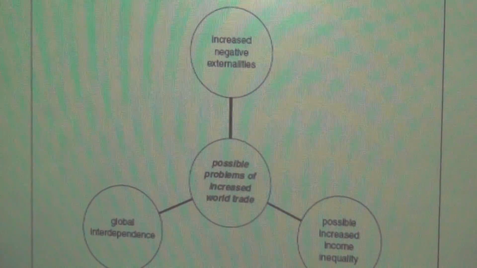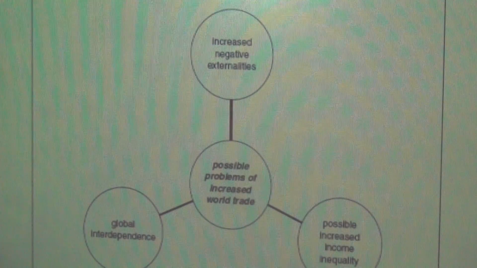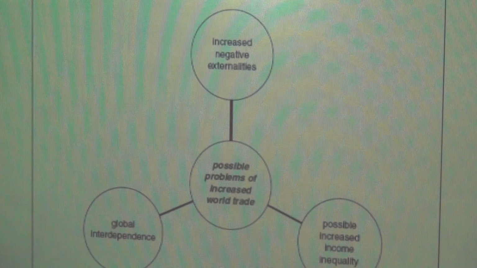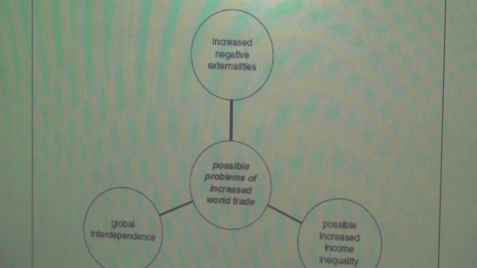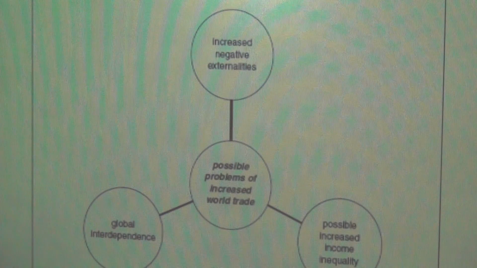So we've got this little tripod here, and we've got increased negative externalities, global interdependence, and possible increased income inequality. And the author is saying that these are some of the disadvantages of globalization and free trade. So let's take each of these in turn.